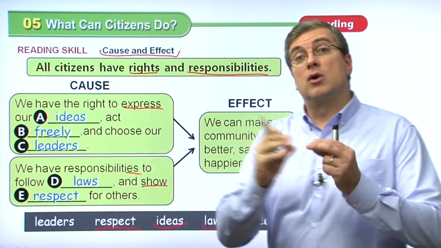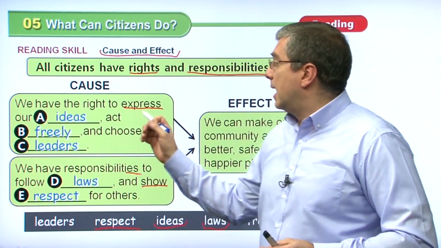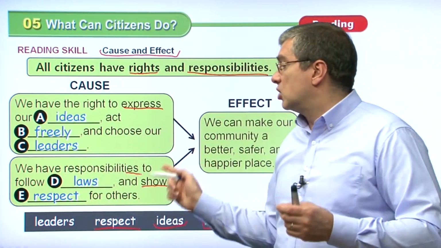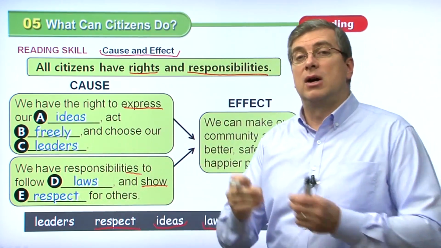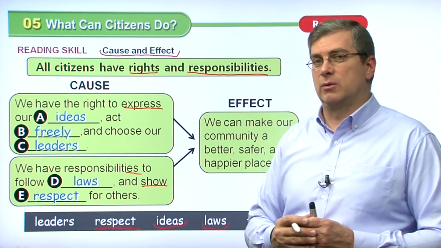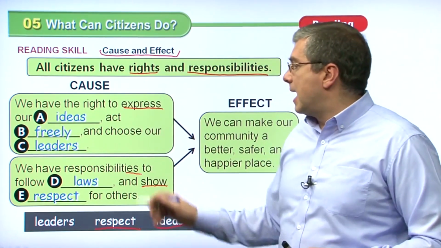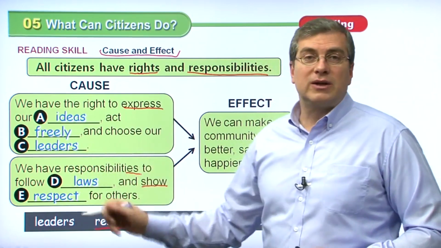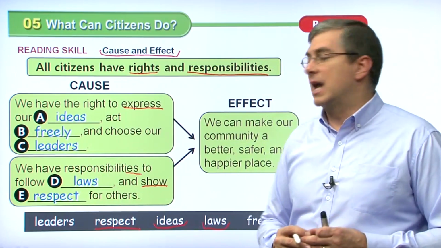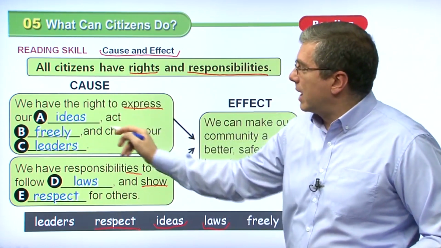It's interesting to note, remember, of course, these words that go together. Express ideas. Those words go together: verb, noun. Express, idea. Choose leaders, follow laws, show respect, have a right. There's a very strong connection between those words, okay? One more time. Express ideas, choose leaders, follow laws, show respect, have rights, have responsibilities. Those words go together.